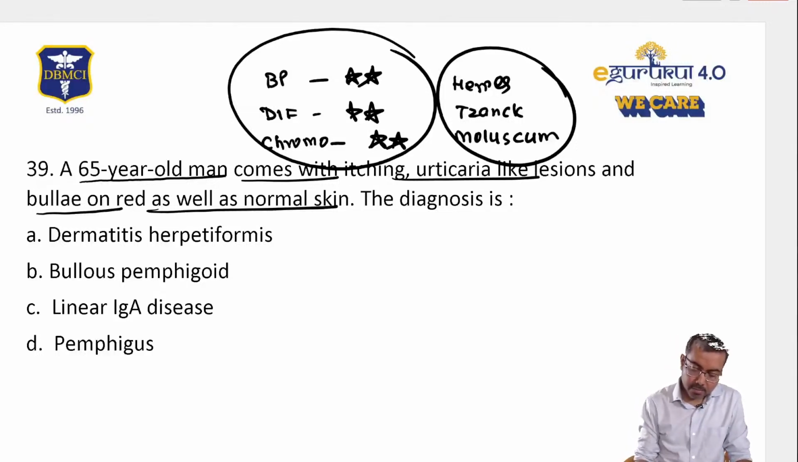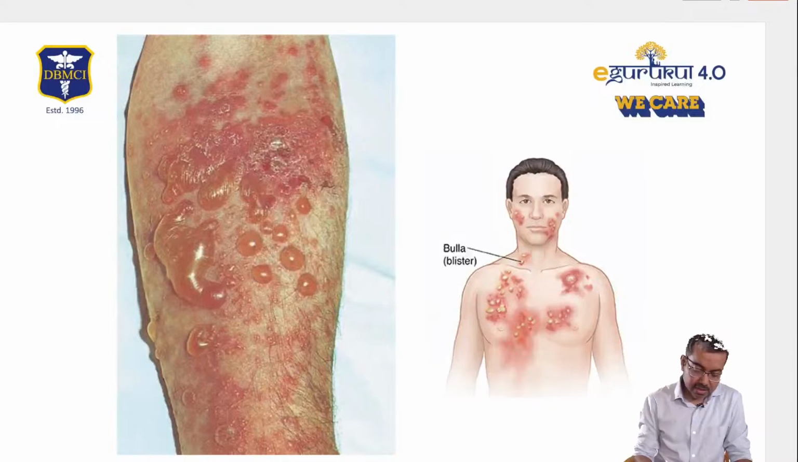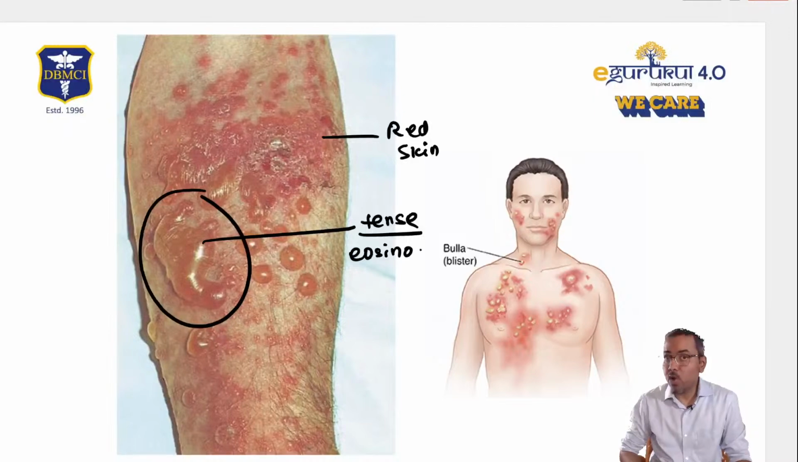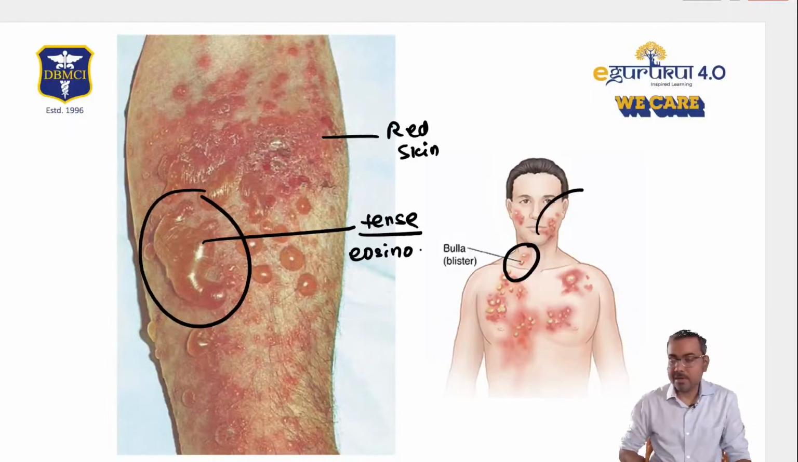Okay. Now itching, urticarial-like lesions, old man, right? Normal skin, red skin should be easy. No issue on this bullous pemphigoid question. Okay, clear? There's the classical bullous pemphigoid, red skin background, blisters which are typically tense, and as I said, full of eosinophilic infiltrates, subepidermal, non-acantholytic blisters, and these blisters will be very typical in an old person.